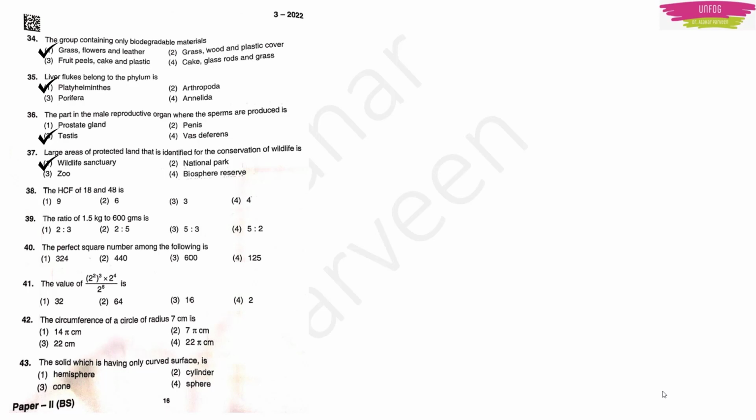Next, question number 38. The HCF of 18 and 48 is. So you have to calculate. You do the factors first. See the factors of 18 and see the factors of 48. What are the common factors here? 2 and 3. They are the common factors. Multiply them. You get the highest common factor or HCF. Here it comes out to be 6. Option 2 is the right answer.